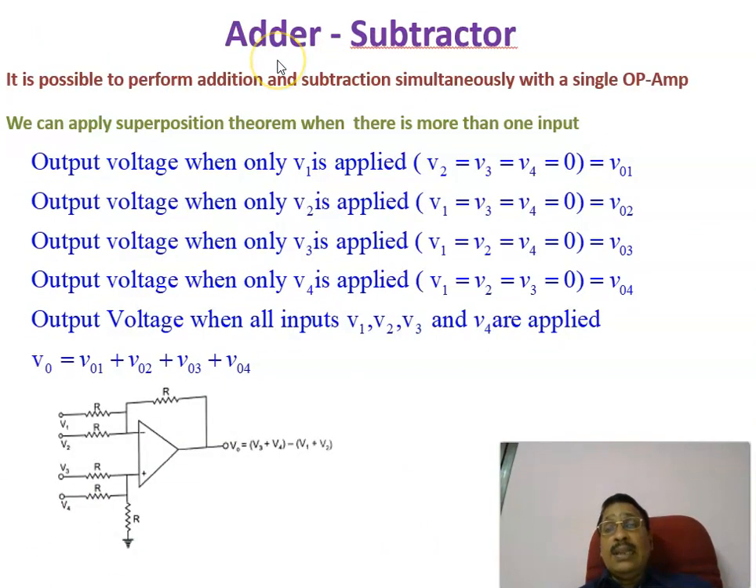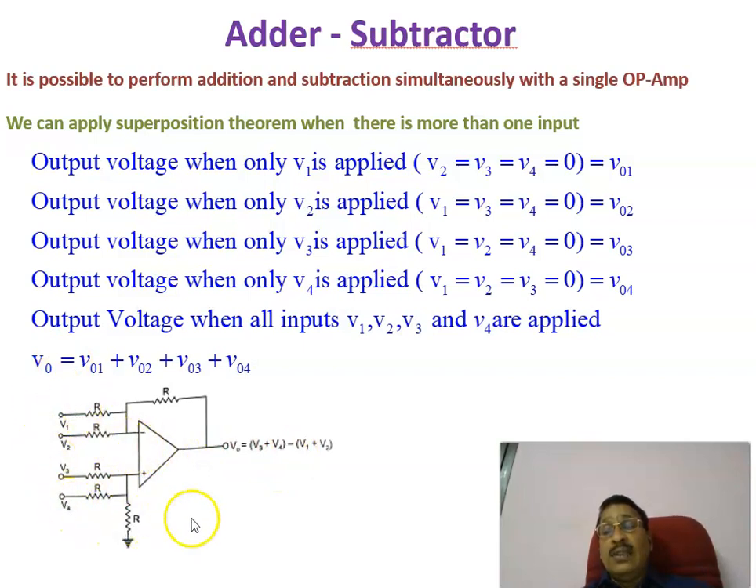Now let us see another application in which both adder and subtractor are there. It's an adder subtractor, and that is why we will be giving the input signals to both the inverting input as well as the non-inverting inputs, and we can apply the superposition theorem when there is more than one input, as I told you in the previous slide. In this case there are four inputs. Here you are getting V1, V2, V3 and V4. There are four inputs. What is the output when all the inputs are coming? For that you have to apply the superposition.